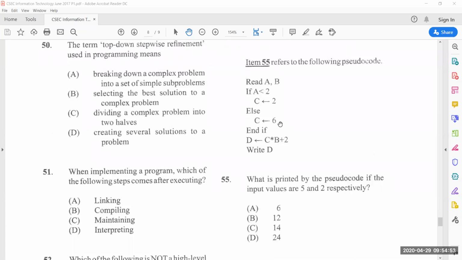All right, so you read A and B, two variables. If A is less than 2, C is assigned 2, else C is assigned 6. And D is assigned C multiplied by B plus 2. Write D. What is printed by the pseudocode if the input values are 2 and 5 respectively?